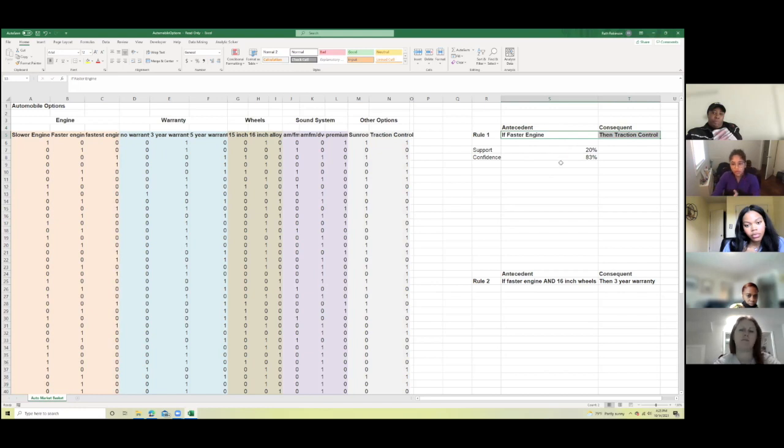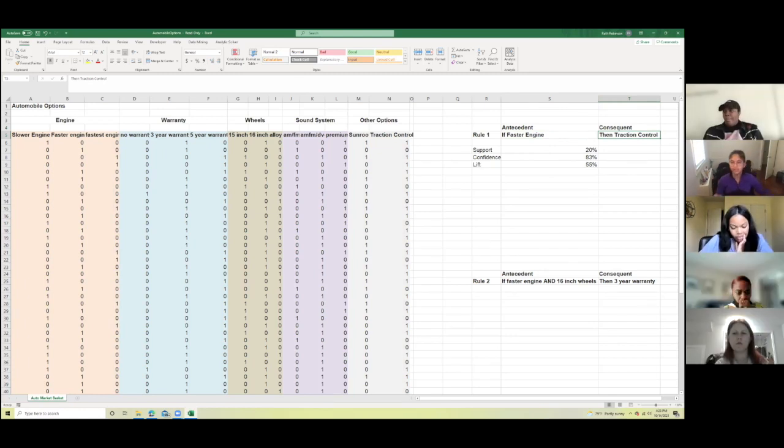But if you have lower confidence, that means that there's a lot of times where you'll likely see just faster engine with other characteristics that doesn't link it to traction control. You see what I mean? So if there's a high confidence, there's a high association between the two.